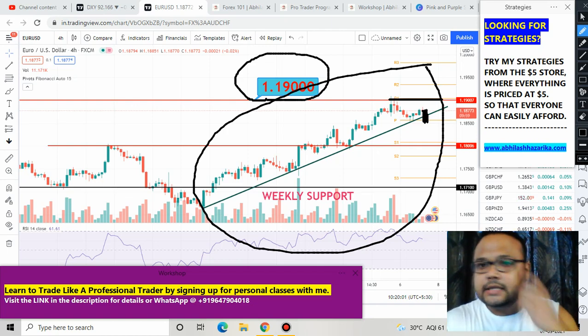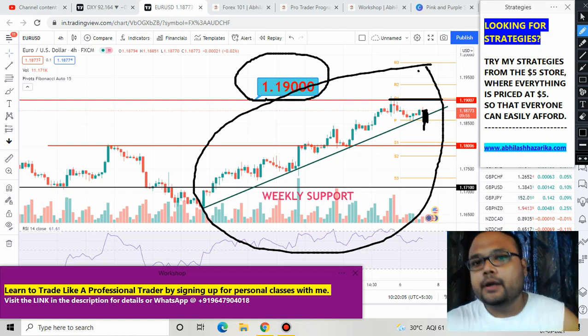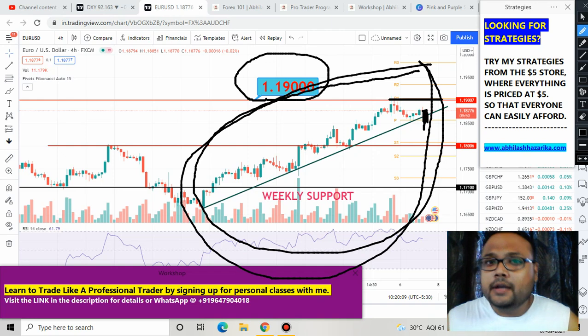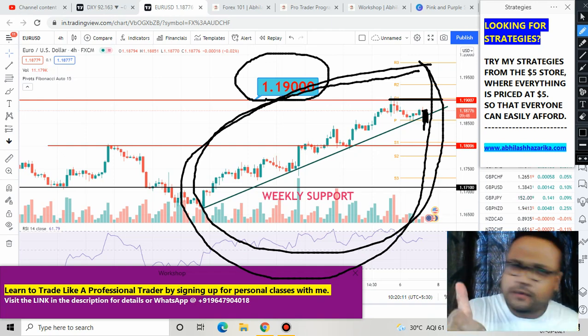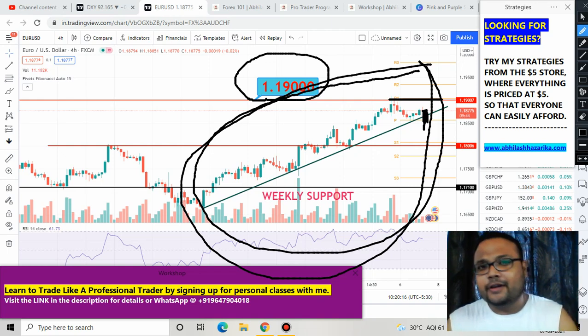Okay, in case there is a red candle, do not initiate a buy position at least, because Euro USD is still in an uptrend, and as we all know, the basic rule of the market, the thumb rule of the market, is follow the trend. So if you want to follow the trend, you'll have to look for buying opportunities only.